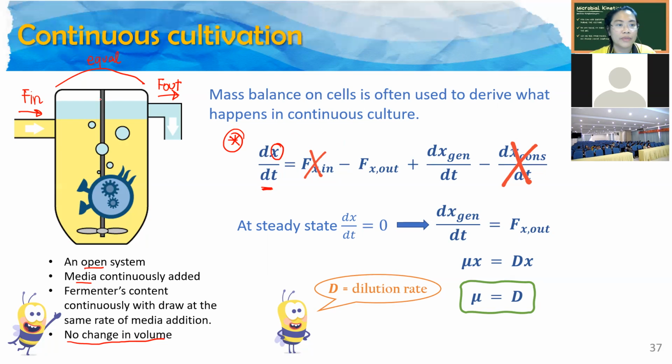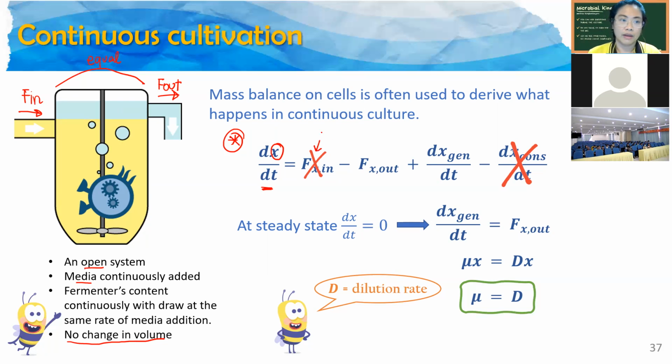In the flow in, you feed the media in. Your media contains only substrate. There's no biomass in it, and there's no product in it. I mean, theoretically, for continuous cultivation, you only have substrate in. So that means your biomass is not in the flow in. That's why the flow of biomass in is 0 here.